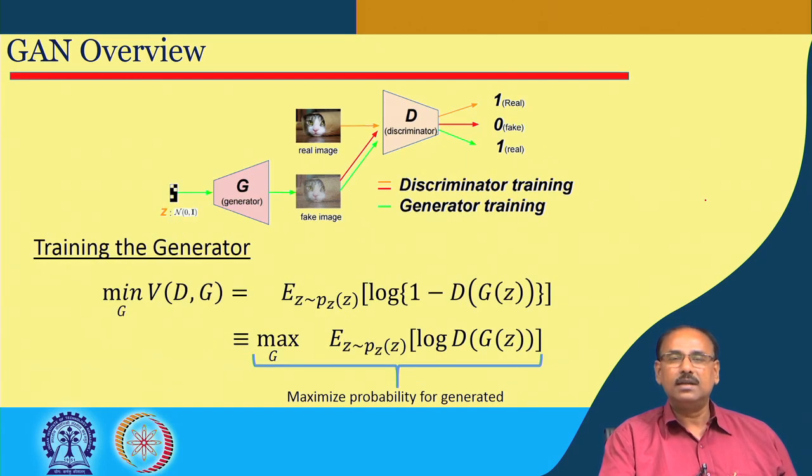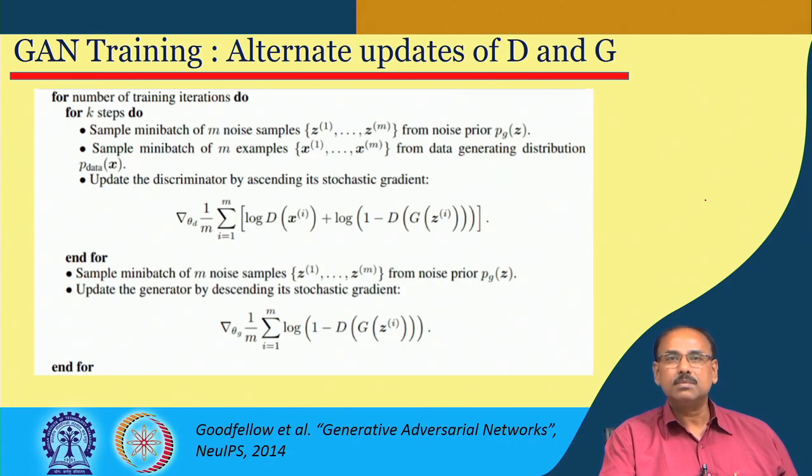On the other hand, the generator tries to maximize log of D(G(z)). So, they are actually working in the opposite direction. In effect, the generator is trying to fool the discriminator, so that the discriminator cannot discriminate which is the real image and which is the fake image. And while doing so, both of them learn the distributions.